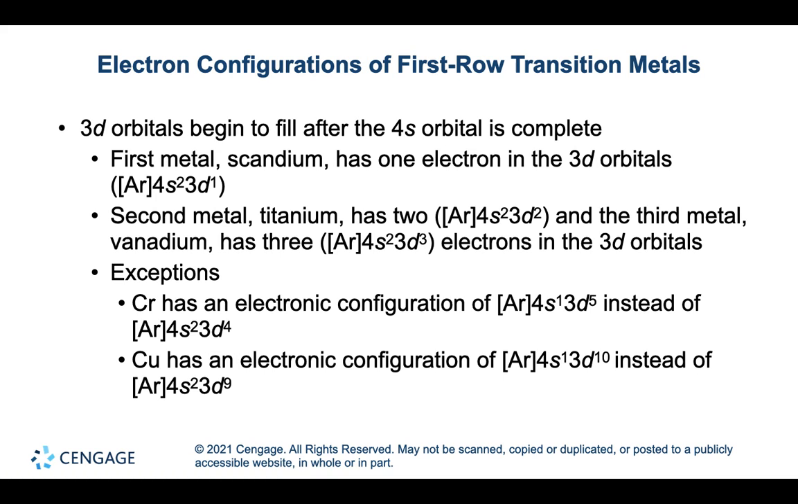So we're filling the 3d orbitals, but they're beginning to fill after the 4s orbital is complete. So the first metal, scandium, would be 1 electron in the 3d, so that would be 4s2 3d1 with an argon core. The second metal, titanium, 4s2 3d2, vanadium would be 4s2 3d3. So we're seeing a pattern here of putting one more electron in the 3d.